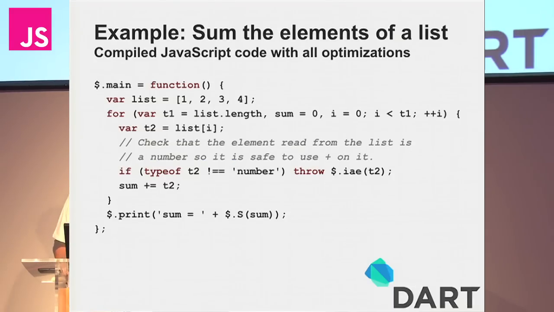Here's now the sum example from before with the optimizations applied. There are only two changes from before. For one, we have now the list.length, which is hoisted out of the loop. So that's the var t1. Then the second one is that the range propagation made sure that we don't need to check for the out of bounds exception. Other than that, no change.